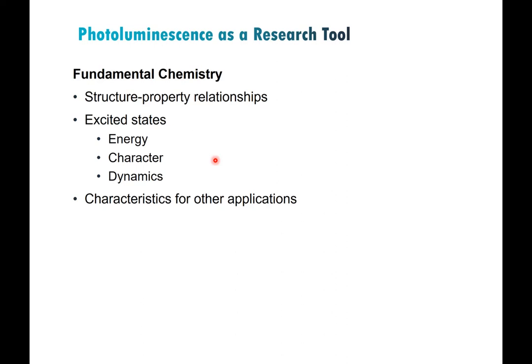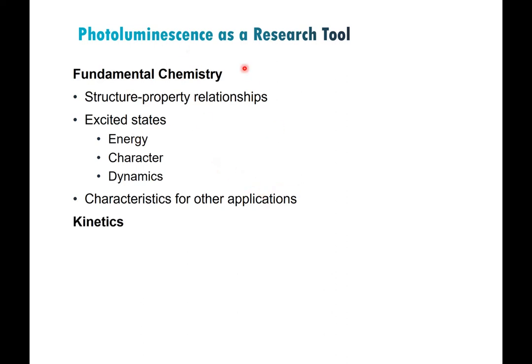And then if you're going to evaluate something for another application, so if you want to apply it technologically or in some other field, obviously studying photoluminescence gives you an idea of whether it has the appropriate characteristics for that, because every application has different requirements and different properties that are necessary for it to succeed before you would even begin evaluating it in that context. So just studying it in the research setting is helpful for that.